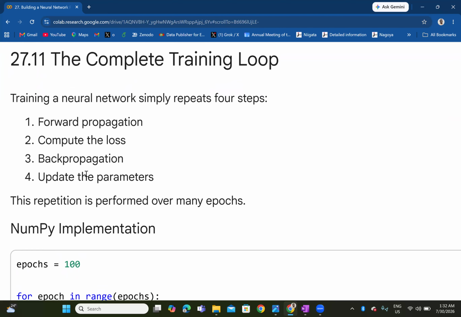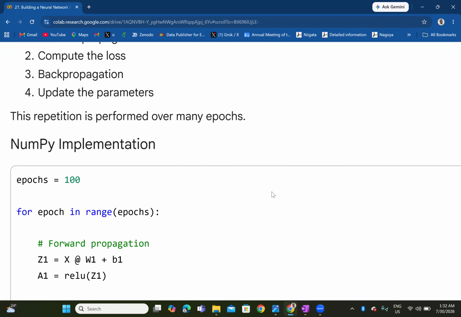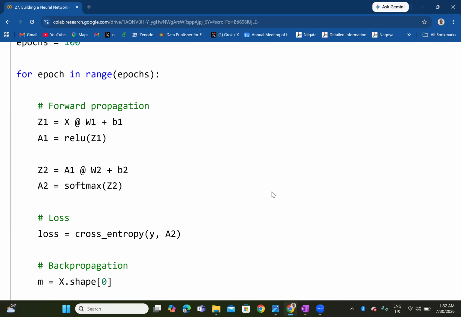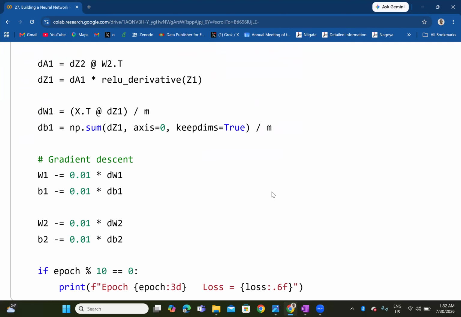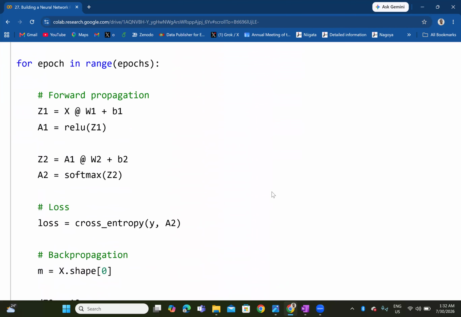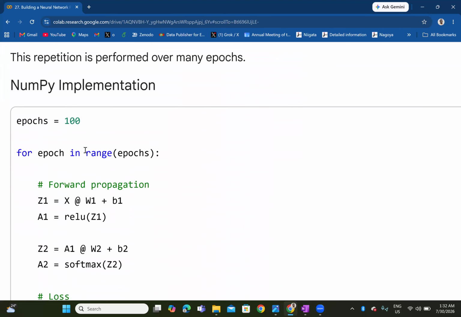And then based on that, we see how each parameter contributes to the loss. Then based on that, we make a decision on how the parameters will be updated to get closer to a loss that is acceptable. So this repetition is performed over many epochs, and then you have the NumPy implementation here, which is also still just an explanation. Imagine you have 100 epochs.